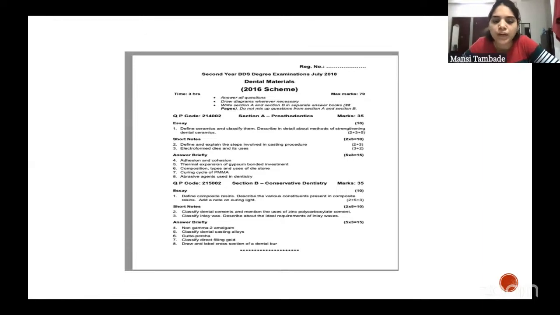This is the paper of the dental materials. See, they have already written that you need to write both sections in different notebooks, meaning different answer sheets they will provide. So be sure that you don't mix up the sections. Make sure you're writing the first section completely first and the second section later. Or if you don't remember any one of the questions or you have some problem, leave a gap for the question and move on to the next after completing that first section.